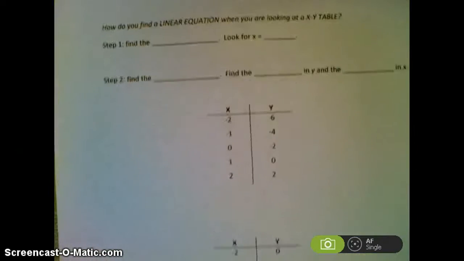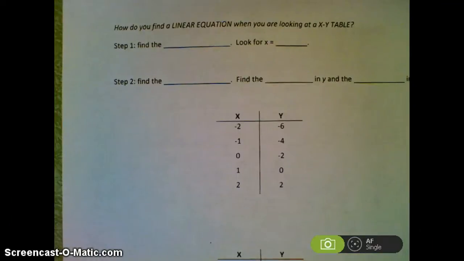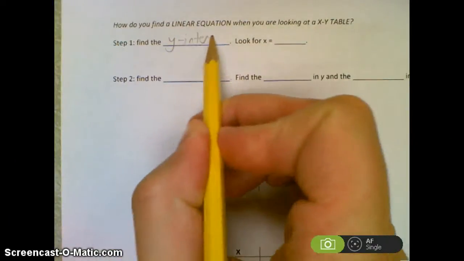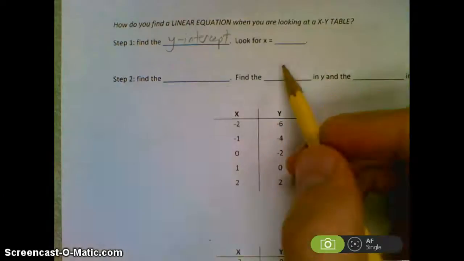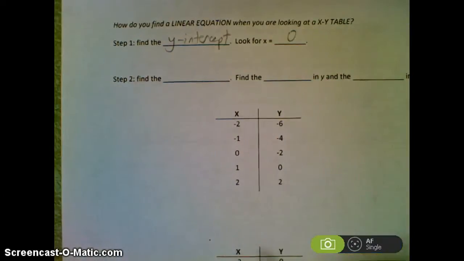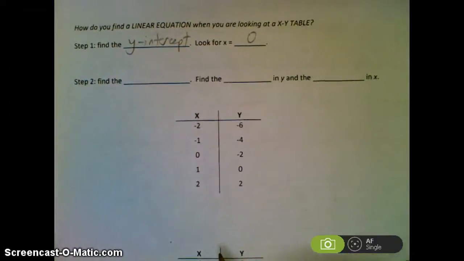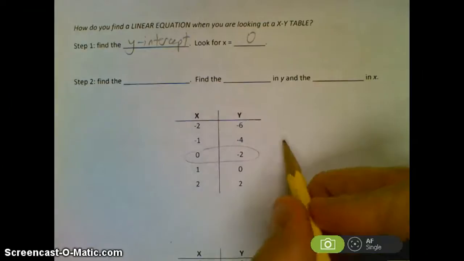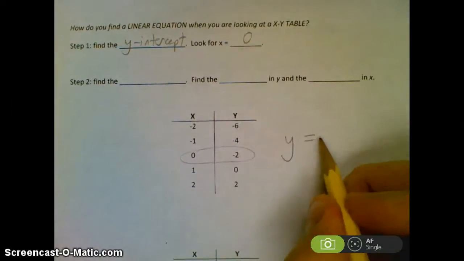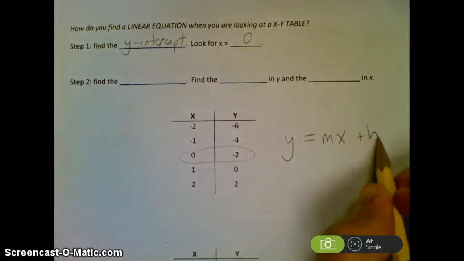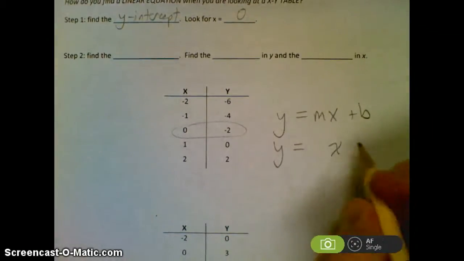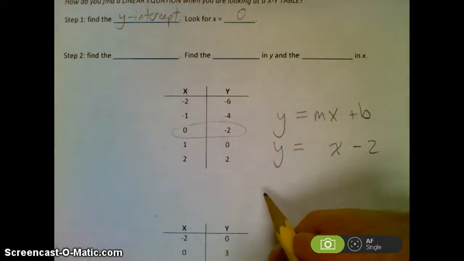Now moving on to the next side. What if you're given an xy table? It's very simple. You still have to find the y-intercept, but the y-intercept is where x equals 0. So in this first equation, that's easy. X equals 0, y equals -2. So my slope-intercept form, y equals mx plus b. I've found my b. Y equals some number times x minus 2.